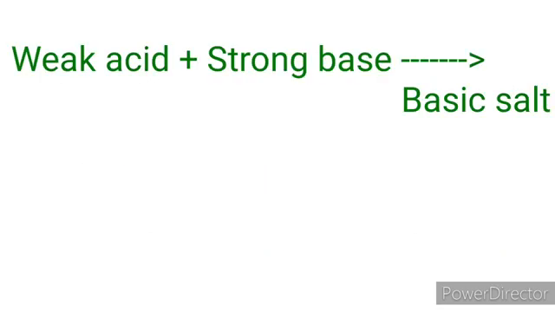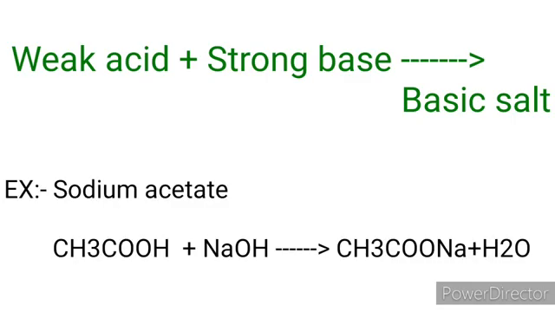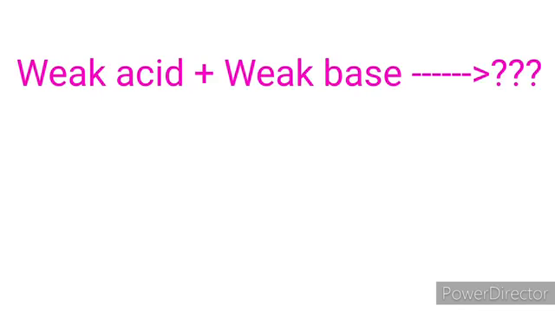Next, the salts of a weak acid and a strong base are basic in nature and the pH value is more than 7. For example, take sodium acetate. Sodium acetate is formed by acetic acid and sodium hydroxide. Here, acetic acid is a weak acid and sodium hydroxide is a strong base. So, the obtained salt sodium acetate is basic in nature and the pH value is more than 7.